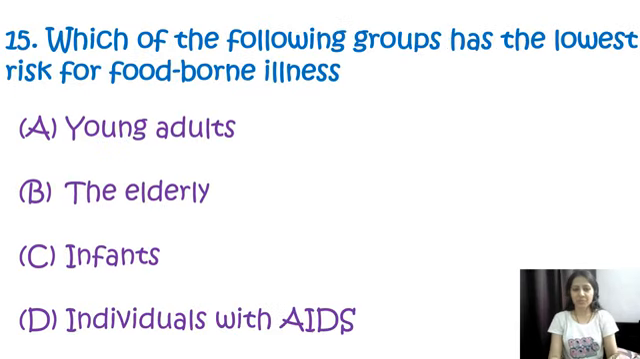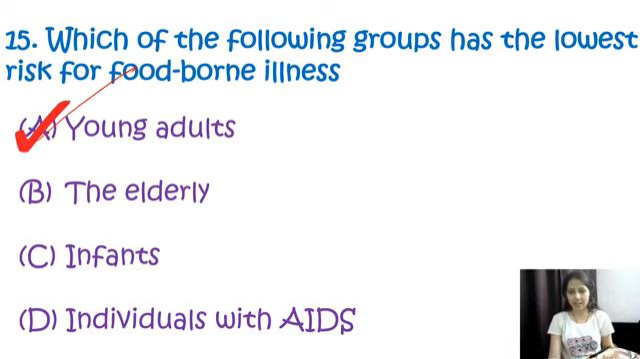Next. Question number 15. Which of the following groups has the lowest risk for foodborne illness? Young adults, elderly, infants, or individual with AIDS. So over here my correct option is A, that is young adults. Young adults have lower risk of foodborne illness compared to the other groups: elderlies, infants, or the individuals with AIDS.